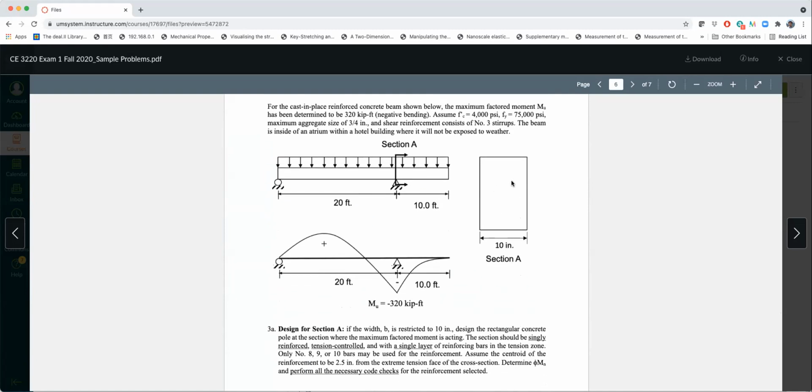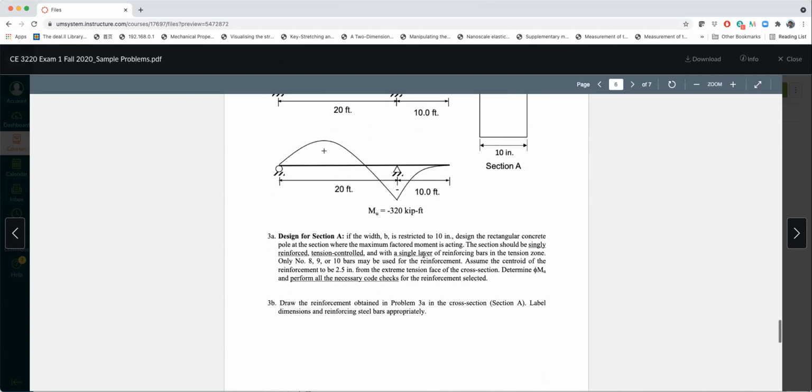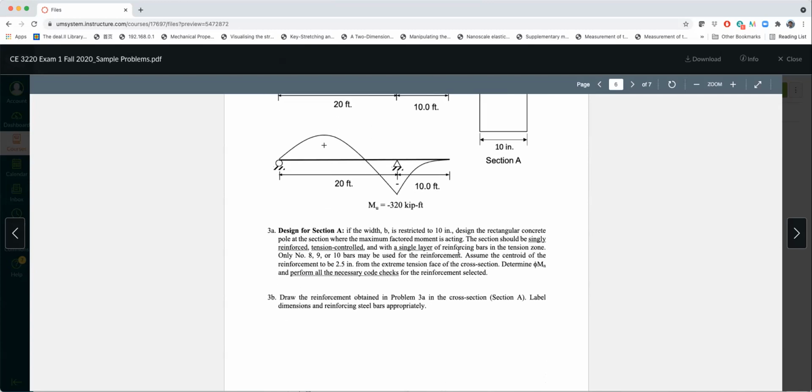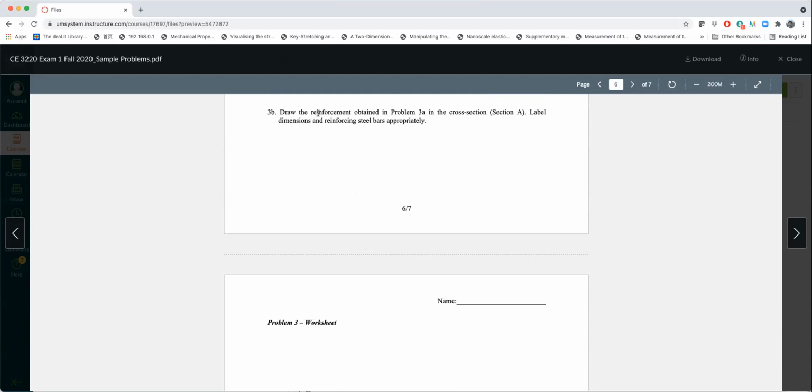Now, when I do the drawings, I want you to know that we are only required to do design for a singly reinforced beam, okay, for this type of problem, and we'll tell you specifically. For example, this right here, the section should be singly reinforced, tension controlled, and with a single layer, so very specific, okay. Now, mind you that when we say tension controlled, you need to understand the definition of tension control and provide the section correspondingly, all right? Provide the section correspondingly.